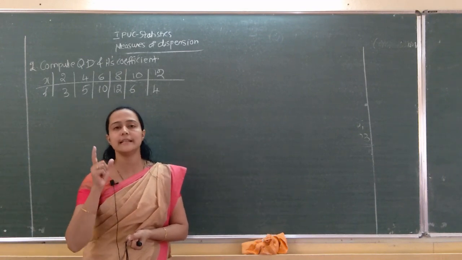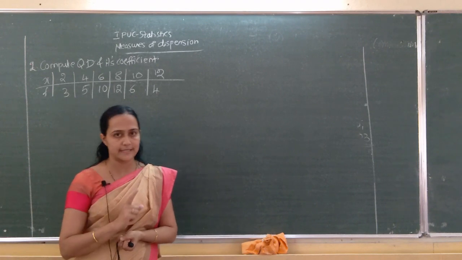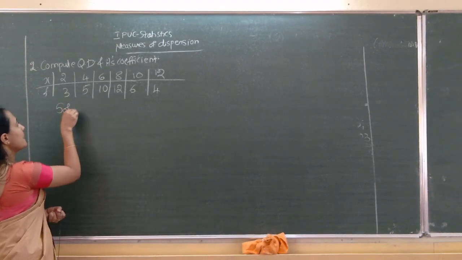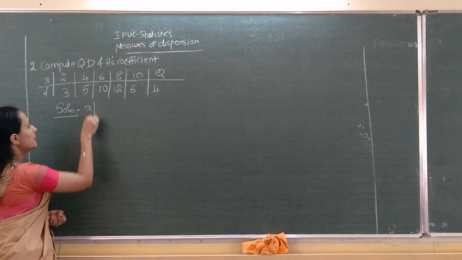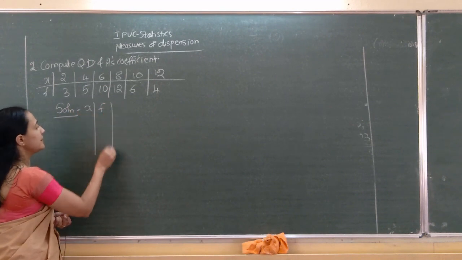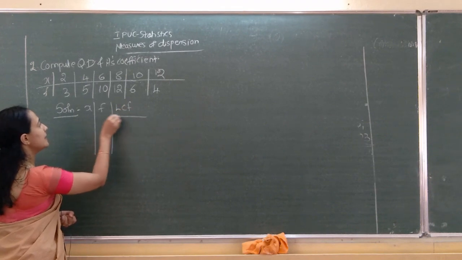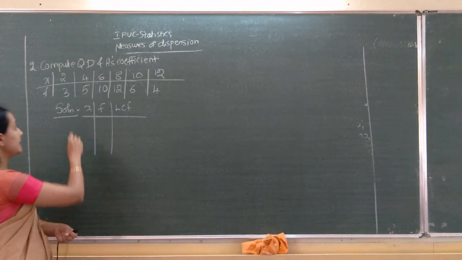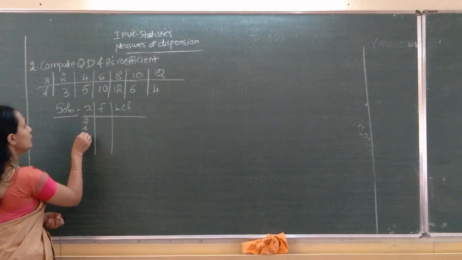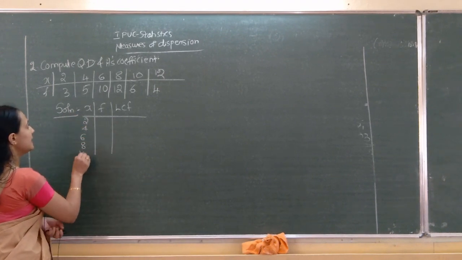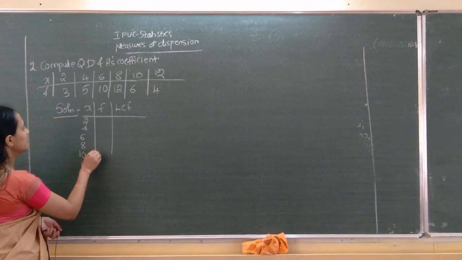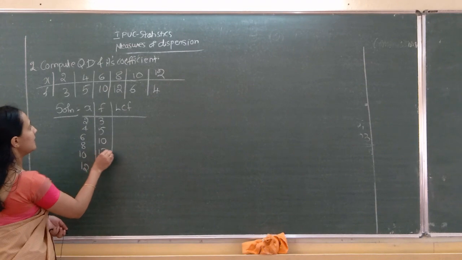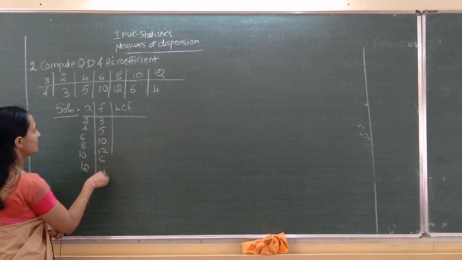First we have to find less than cumulative frequencies. Correct? So, solution: x values will be there, then f values will be there, then one column for less than cumulative frequency. The x values are the same: 2, 4, 6, 8, 10, 12. Here the frequencies are 3, 5, 10, 12, 6, 4.